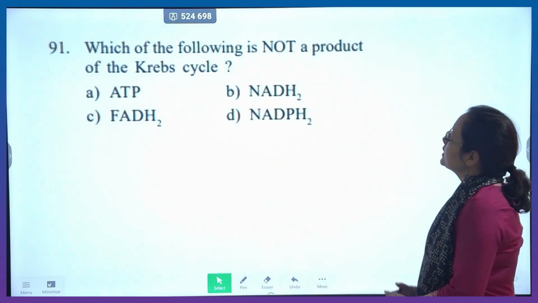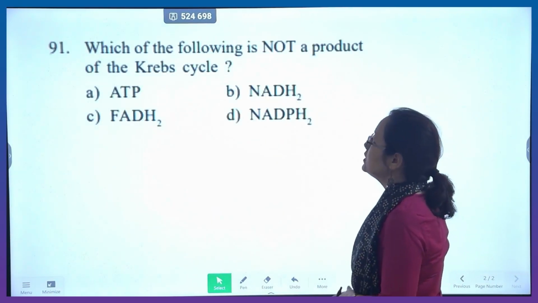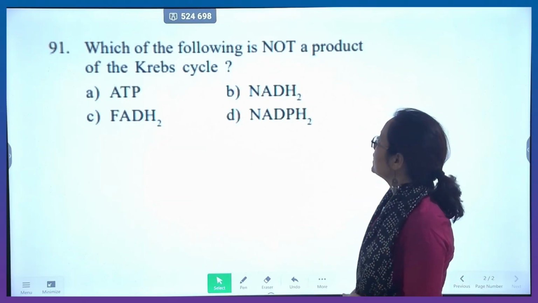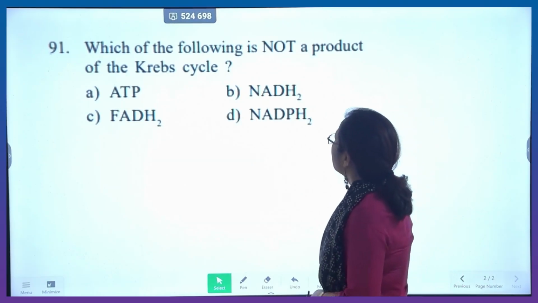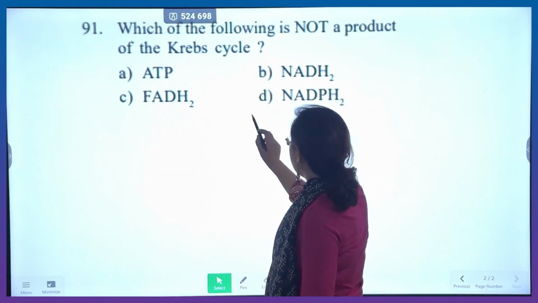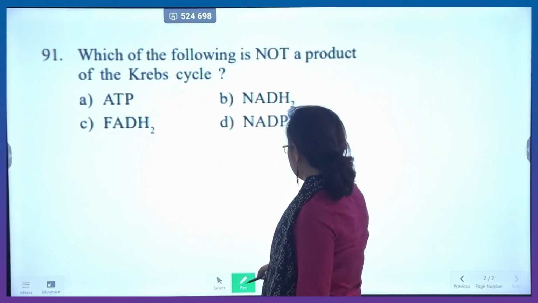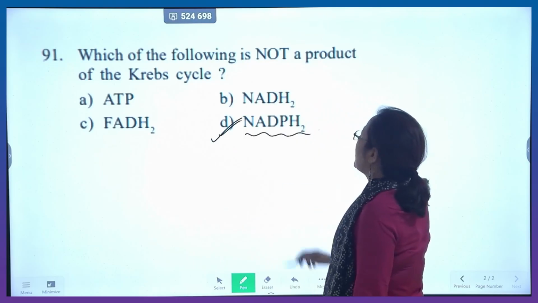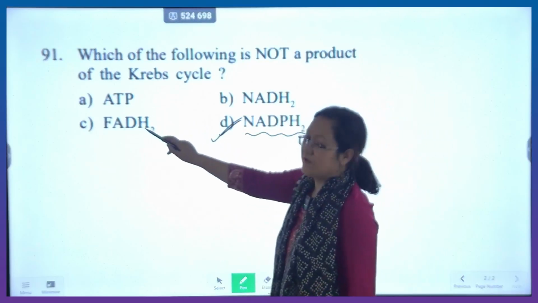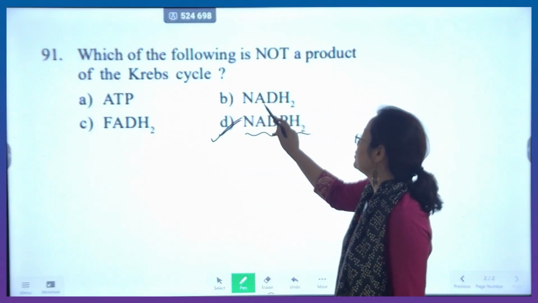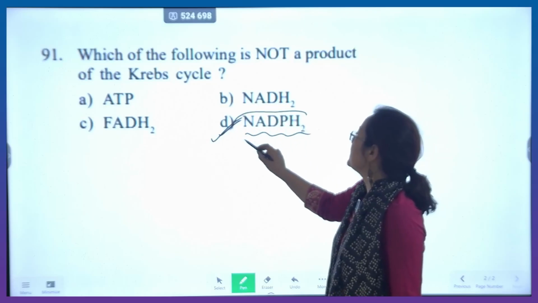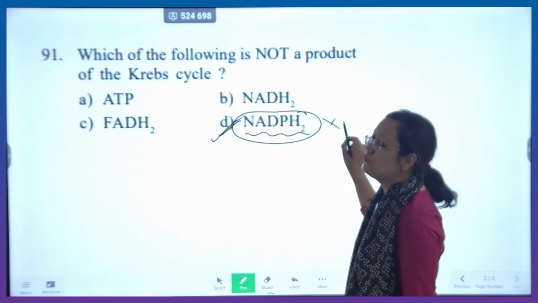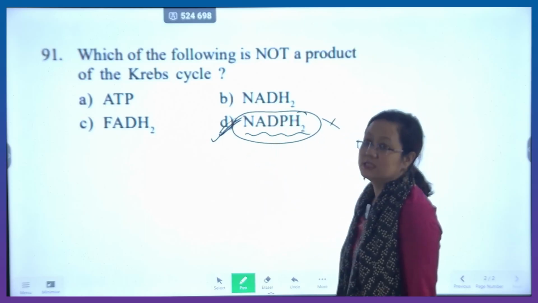Which of the following is not a product of the Krebs cycle? This is question 91. So the one that is not a product will be NADPH2. ATP is formed, FADH2 is formed, and then NADH2 is formed. This NADPH2 is not formed. So the answer will be D.